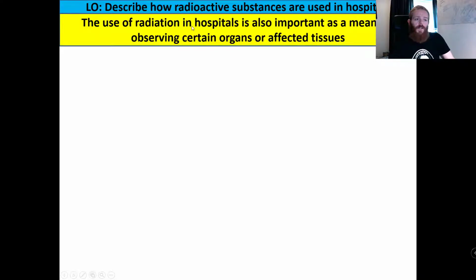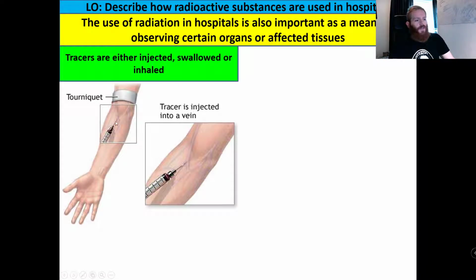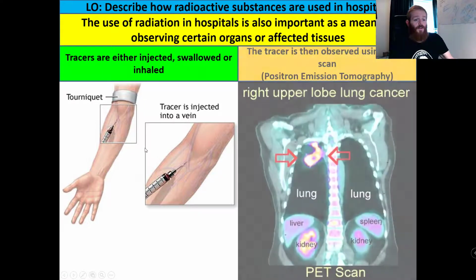Right, so the use of radiation in hospitals is also important as a means of observing certain organs or affected tissues. So let's delve a bit deeper into what I've just started talking about. Okay, so in this situation, you can see the tracers being injected into a vein, and they could be injected, swallowed, inhaled. There's loads of ways that tracers can be used. And a tracer is just a radioactive substance that is introduced into the body, either through injection or ingestion or inhalation, and then a device is used to observe radiation from the outside and basically draw pictures of what's happening on the inside.